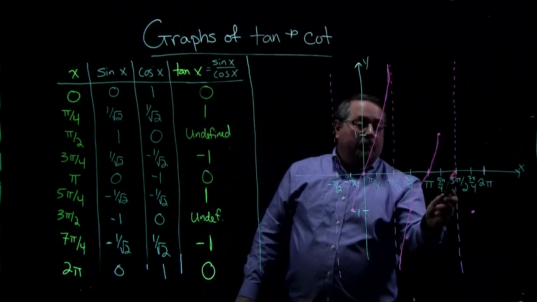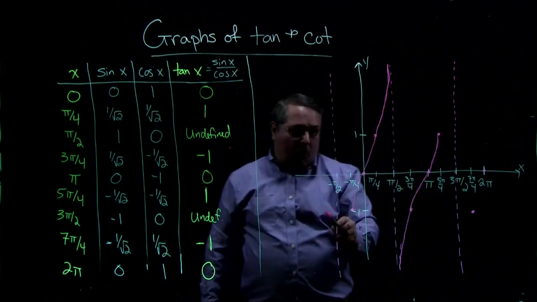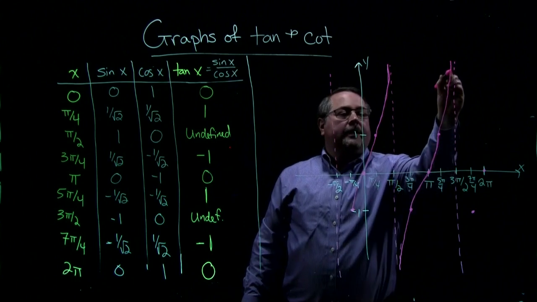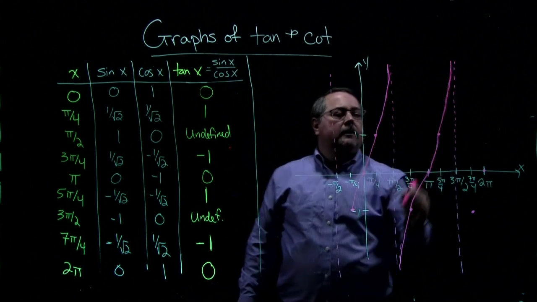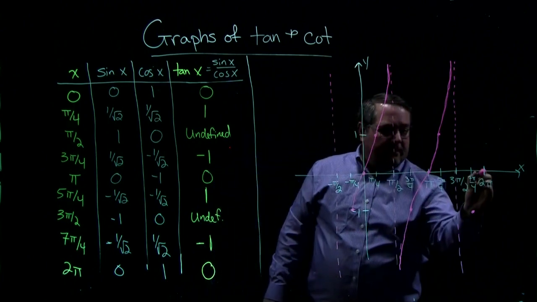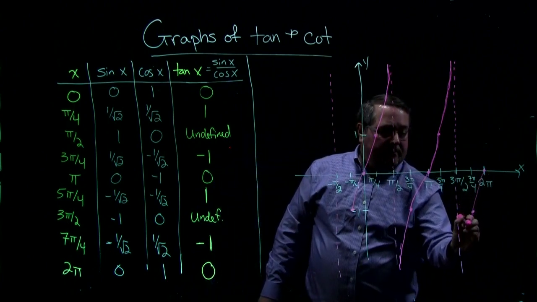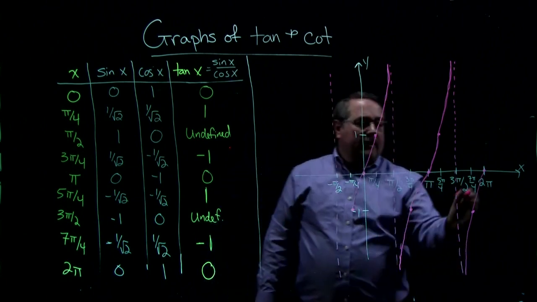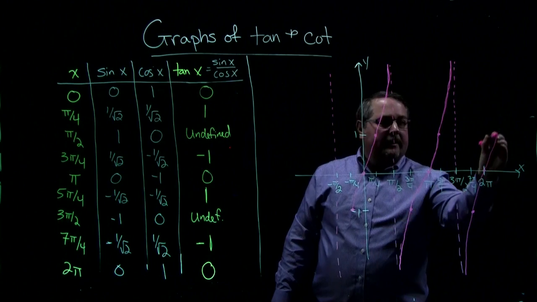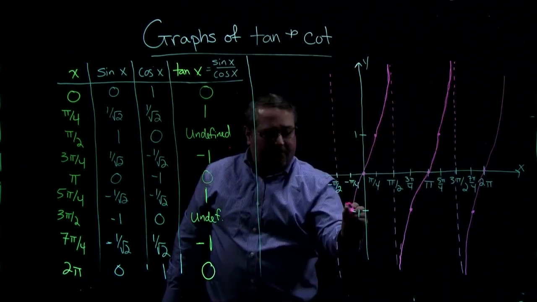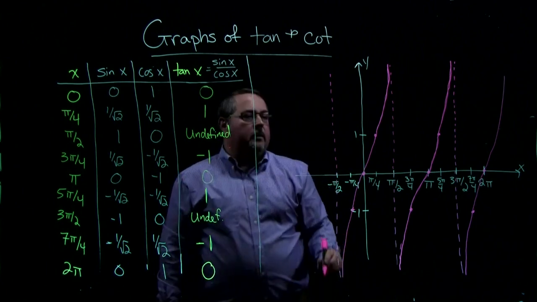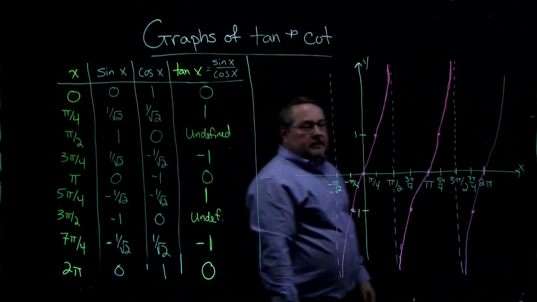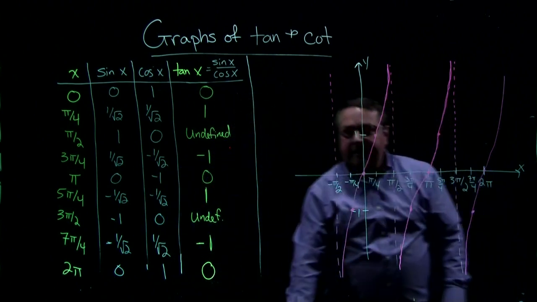And then between 5 pi over 4 and 3 pi over 2, now we're in the third quadrant where tangent values are positive again, so we're going to approach plus infinity because those tangent values are positive. And then here we're going to be in the fourth quadrant where tangent values are negative again, so we're going to be approaching minus infinity, and then we can continue this. And then over here, we're back in the fourth quadrant. We're going to be approaching minus infinity. Okay, so this is the graph of the tangent function.